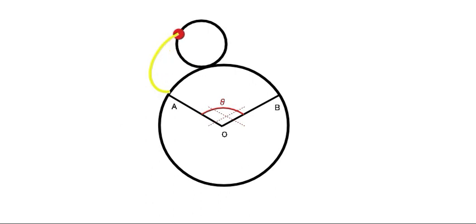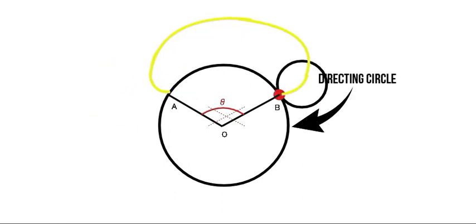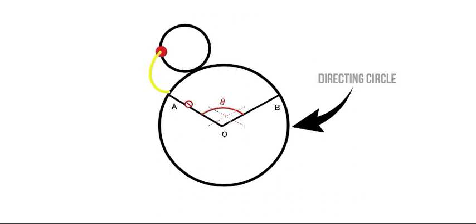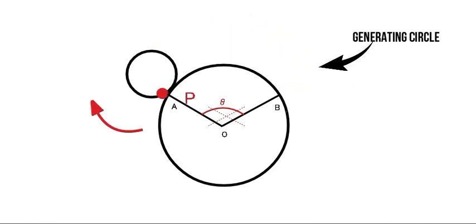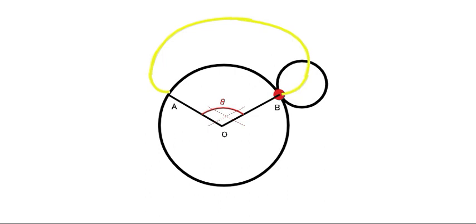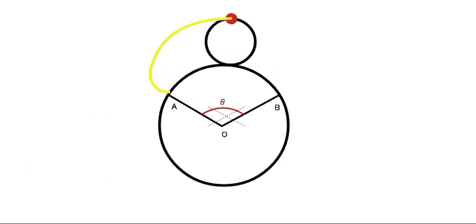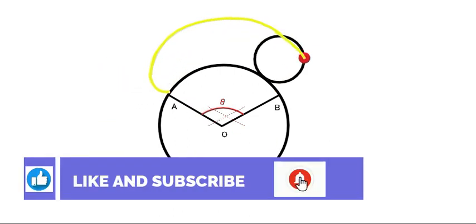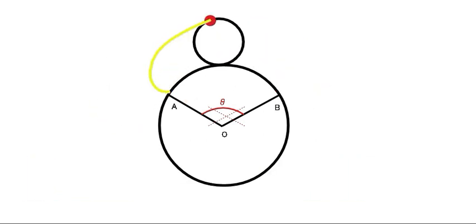Epicycloid, as you can see in this video, is generated by means of two circles, one of which is a larger one. It is called the directing circle, and the small circle is called the generating circle. When the generating circle is rolling on the outside circumference of the directing circle, then any point on the circumference of the generating circle will trace a curve which is called an epicycloid. This epicycloid has a lot of applications in kinematic and design fields.